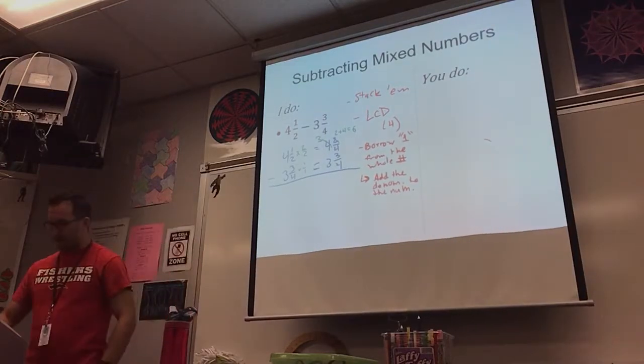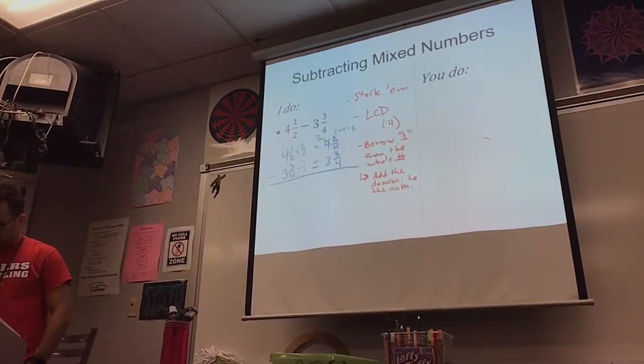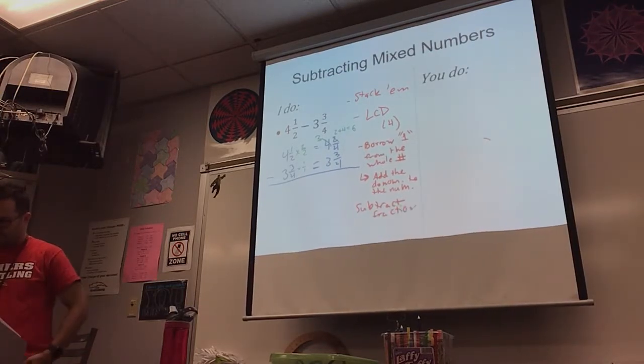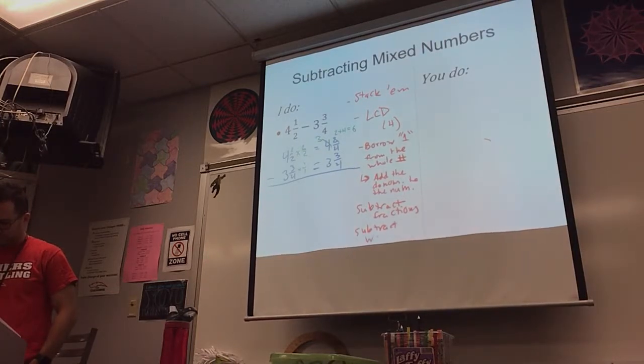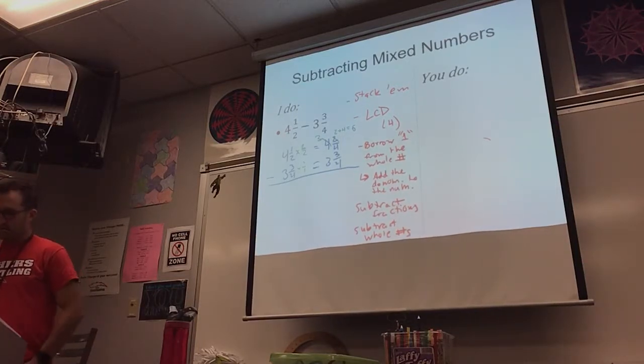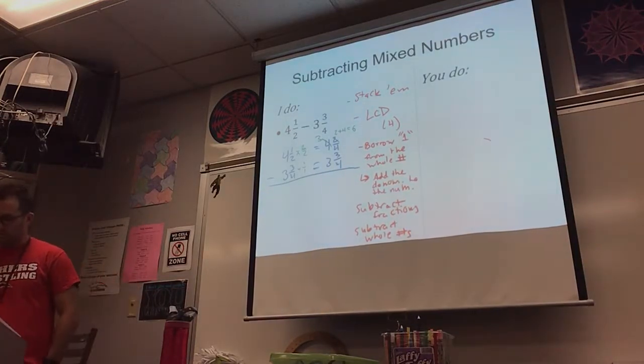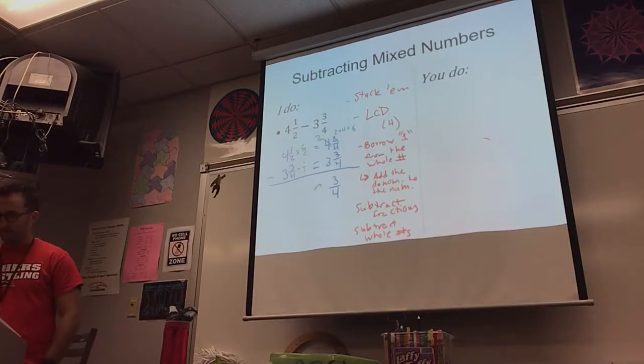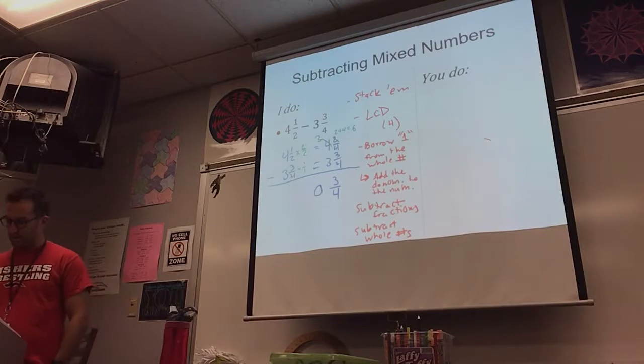Now I can subtract my fractions. Subtract fractions, subtract whole numbers. Six-fourths minus 3/4 is 3/4. 3 minus 3 is 0, so of course my final answer is then just 3/4.